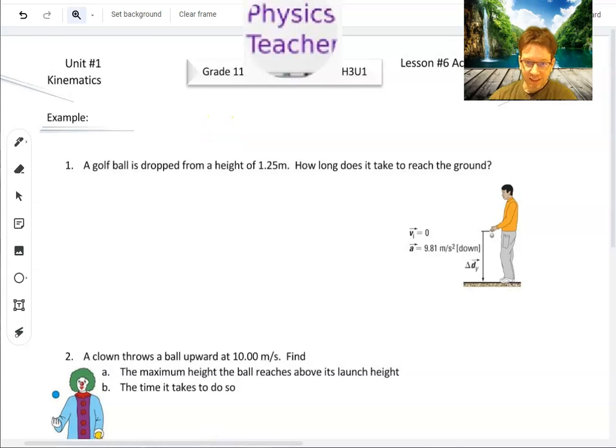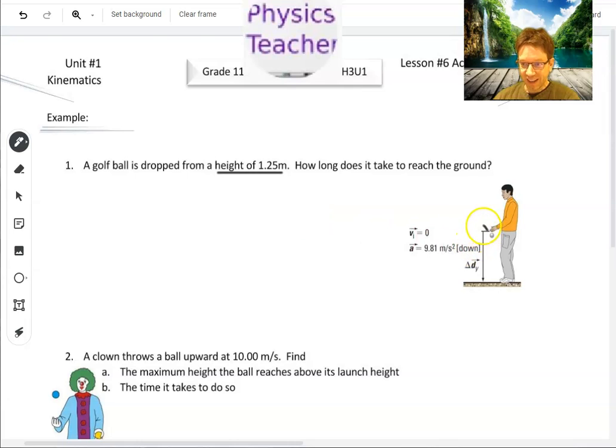In this first question, we have a golf ball dropped from a height of 1.25 meters. How long does it take to reach the ground? So we can still use our equations for uniform acceleration, those 5 equations we learned the other day. And to find any piece of information, we need 3 other pieces of information. So it looks like in this question, they only give us 1, but there are 2 other pieces. But let's start with the obvious one.